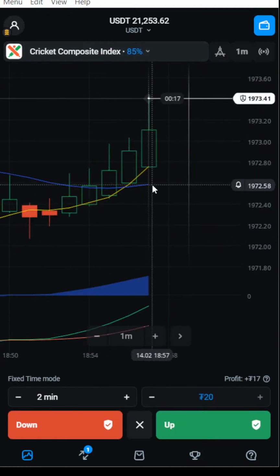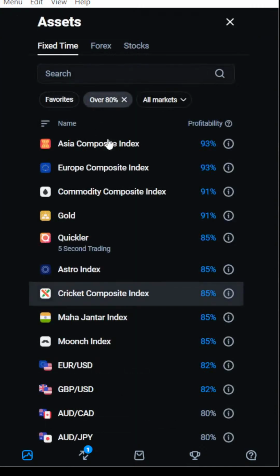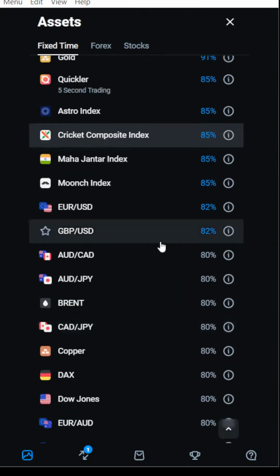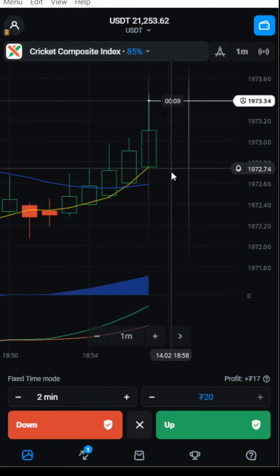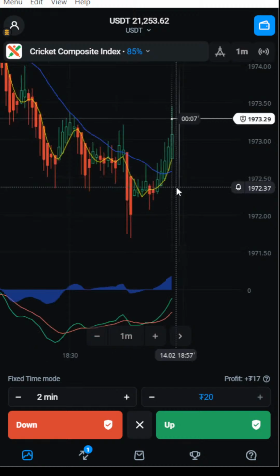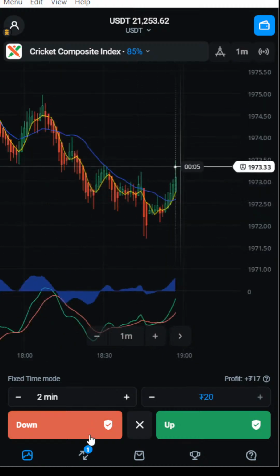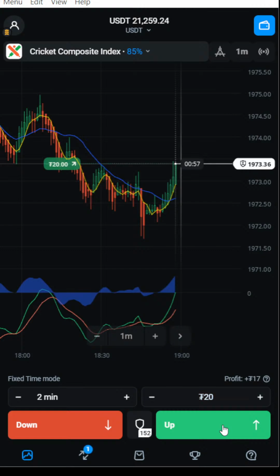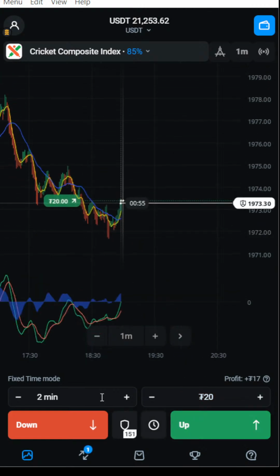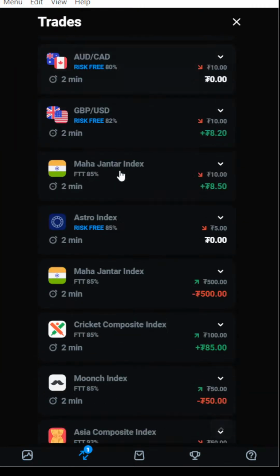You can select an asset which is minimum 80% to maximum 93%, and the strategy works well when you are using the martingale system. What is the martingale system? Suppose that you have $1,000 in your account. Then you need to start your trading from 1% of the amount.